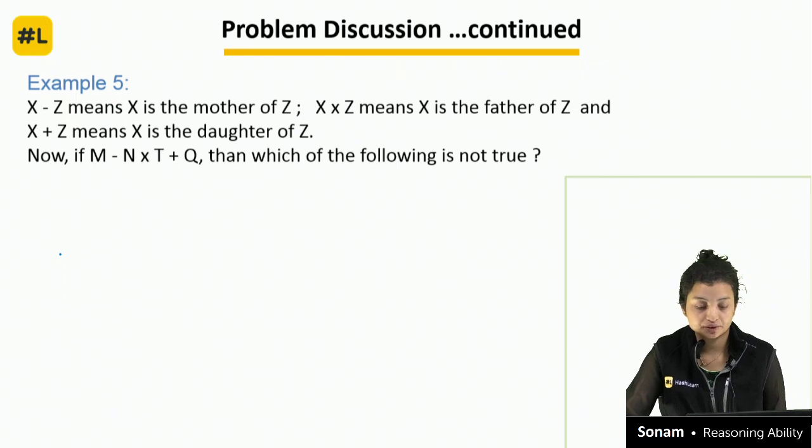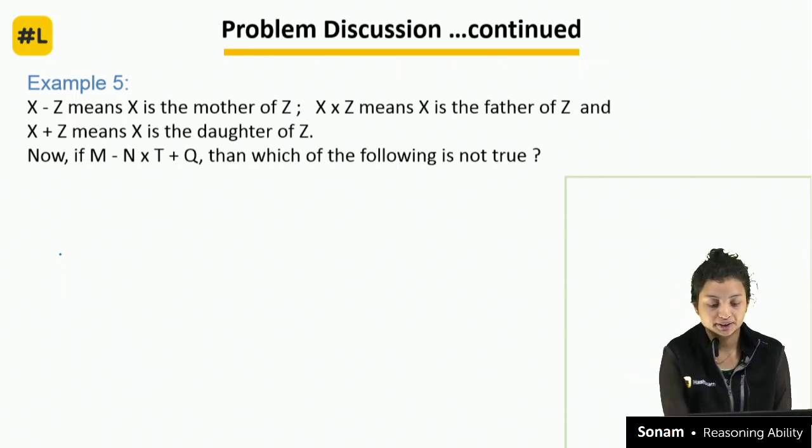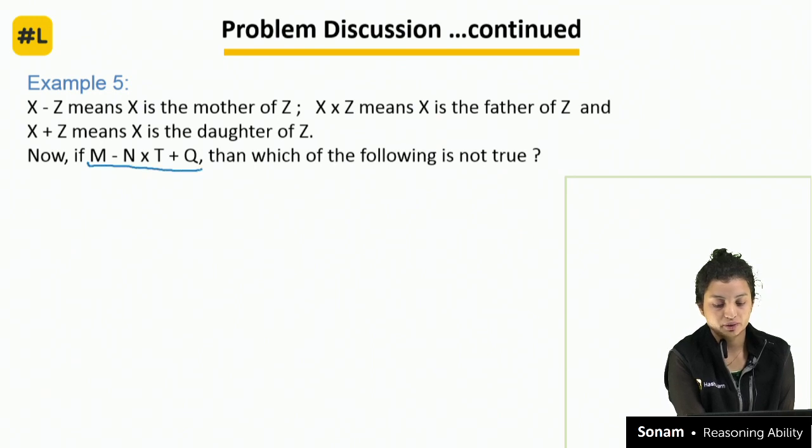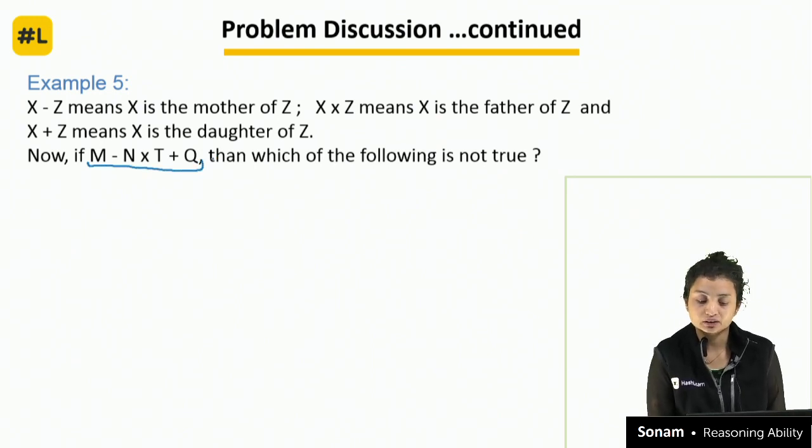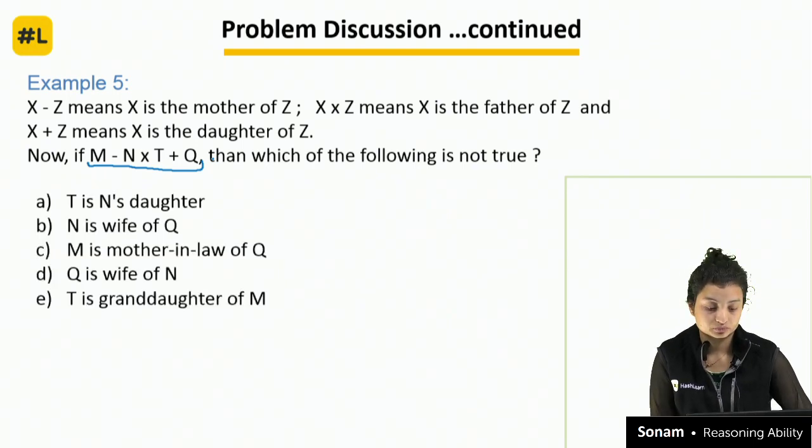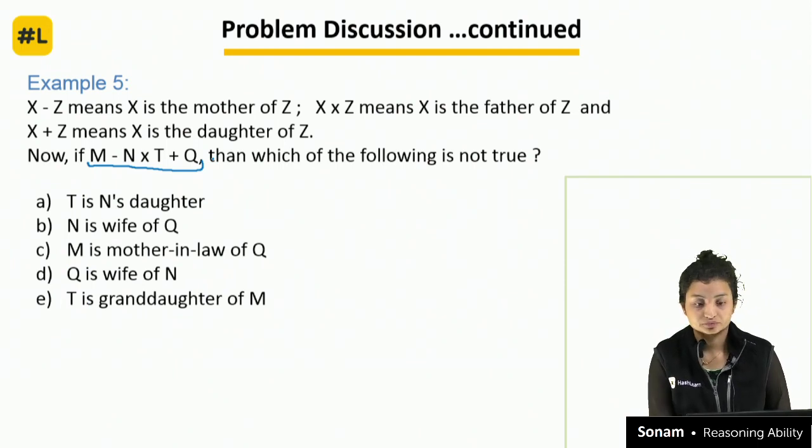Three statements are given to you with three different symbols and one expression is given to you, right? This is the expression. You need to find the same thing what we did in the last question. Which of the following is not true. These are your options. Draw the diagram and look for which option is correct.